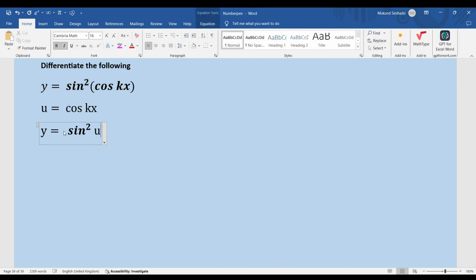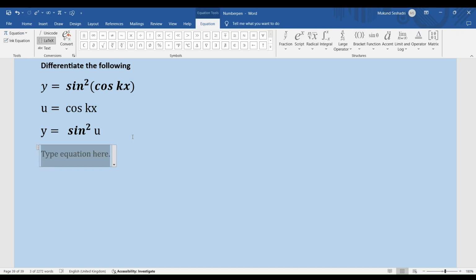Now, looks like this is a problem where we will have to apply chain rule twice, because even when I do this particular substitution and I replace my cos kx with a u, my y still has two functions. One is a sine function and another is a square function. So the way we're going to solve this now is first solve for dy by du, and then I will come back to dy by dx.